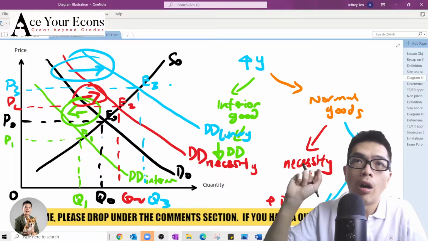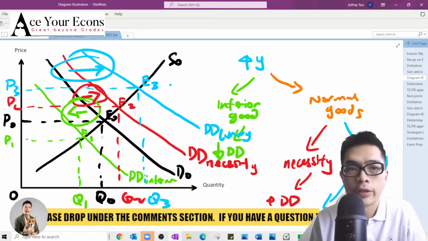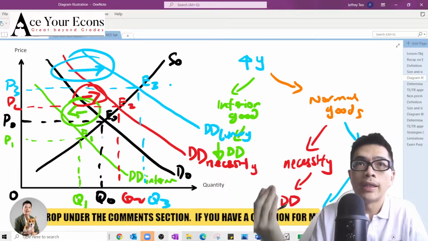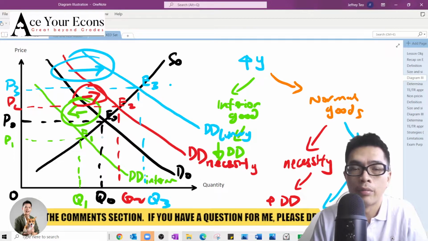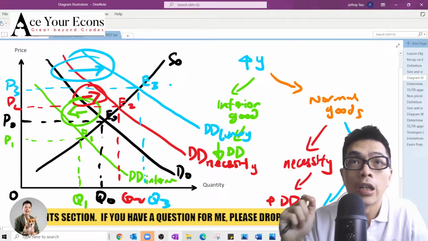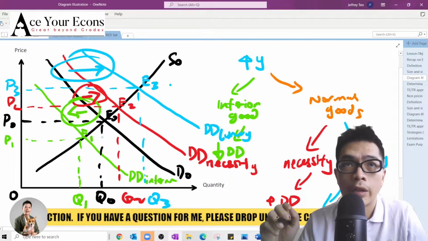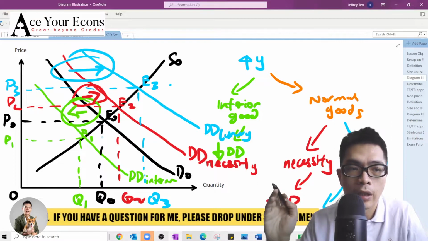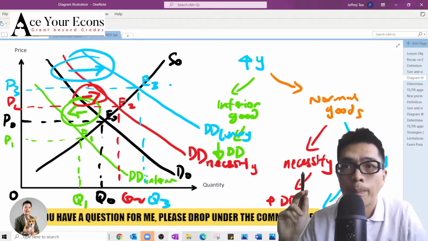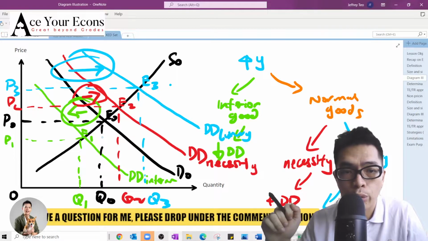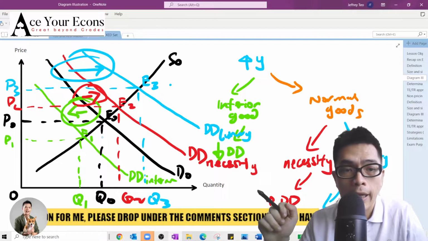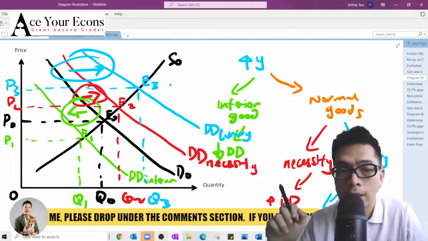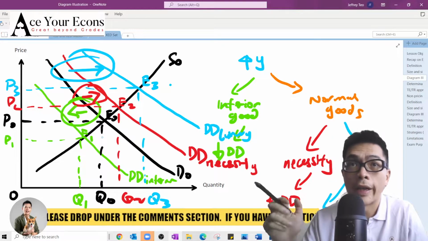So remember, we all start from 0, P0, E0, Q0. When there's a rise in household income, demand is going to shift to the right. That's what we have seen in the diagram, right? So now, what is the final expenditure as a result of an increase in household income? We see that your expenditure will be 0, P2, E2, and Q2, right? 0, P2, E2, and Q2, and it's going to be bigger than 0, P0, E0, and Q0. So expenditure will go up.